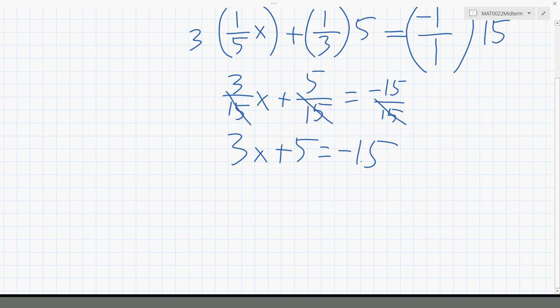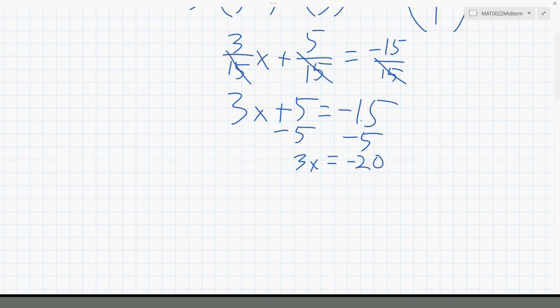Does that look a lot easier? Fractions went away. They're gone. We don't like fractions. We just said since everything's divided by the same fraction, we don't need to care for it because it's on both sides of the equation. So now we're going to subtract our 5 from both sides. That's going to give us our negative 20 equals 3x.